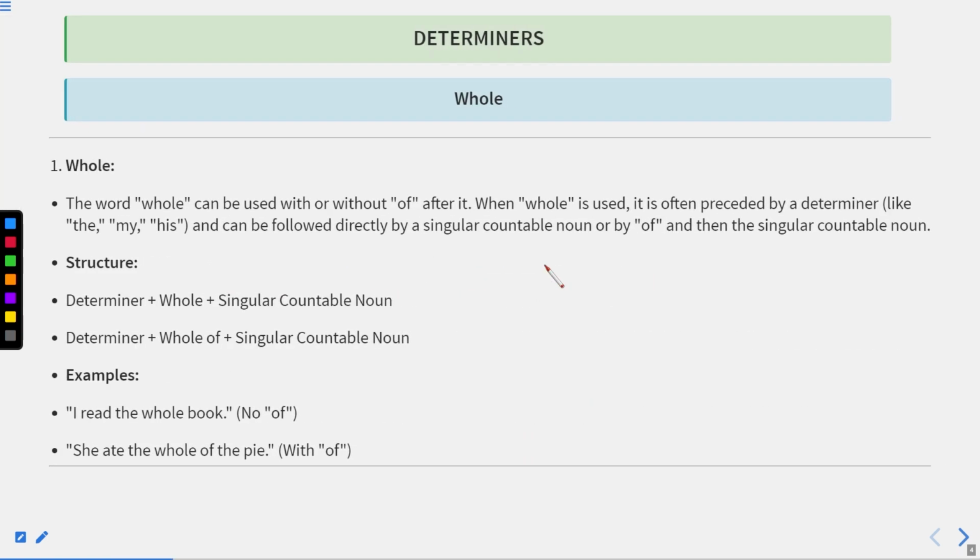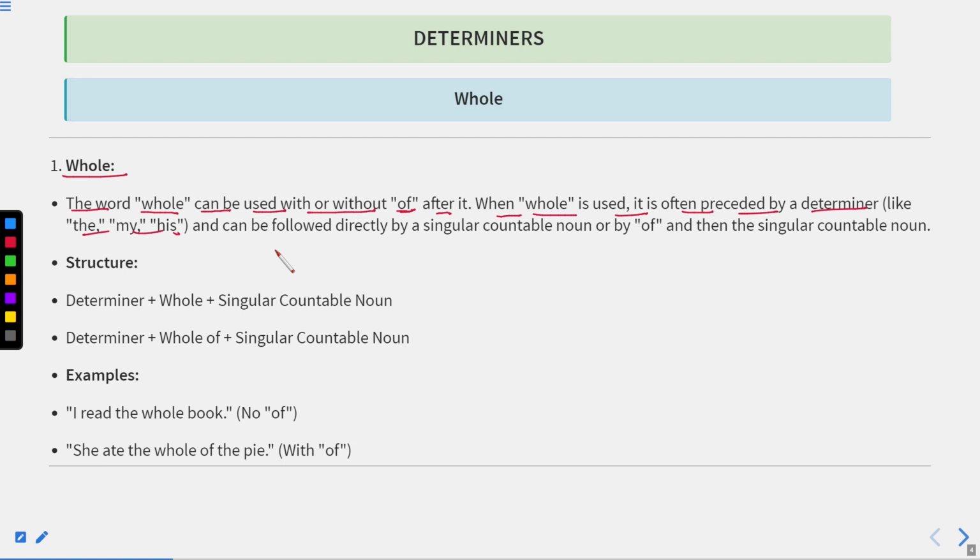First of all, let us see the word whole. The word whole can be used with or without of. We can use the word whole without of and with the preposition of. It means after whole we can have the preposition of, but we can also use it directly in the sentence without of. When whole is used, it is often preceded by a determiner like the, my, or his. Whenever we use this word whole, we basically put a determiner before it, whether it is the, my, or his. So I can say the whole world, my whole life, his whole life.